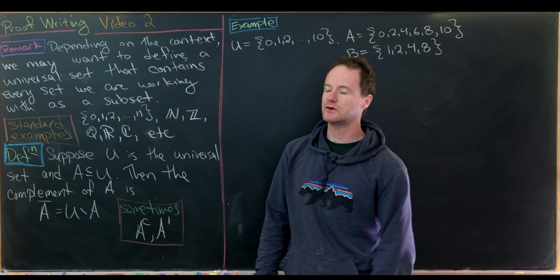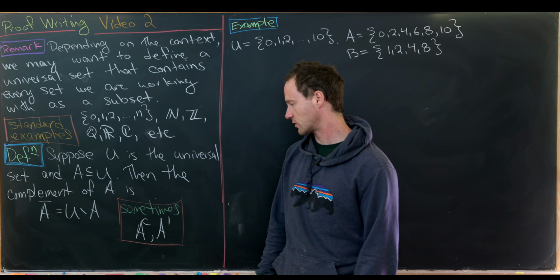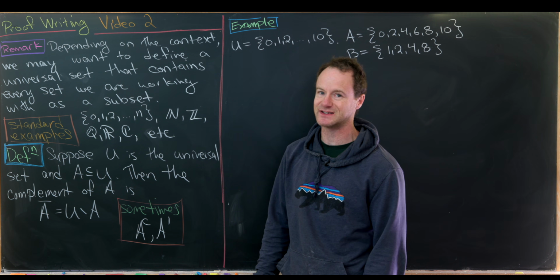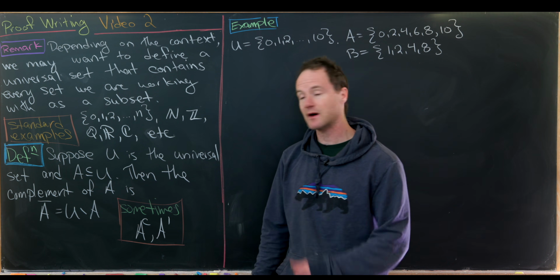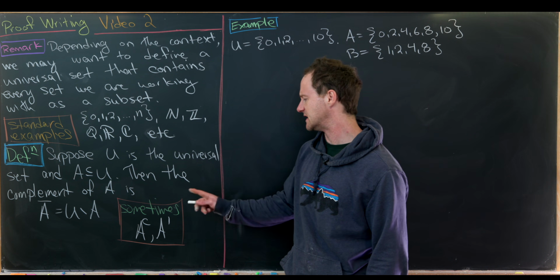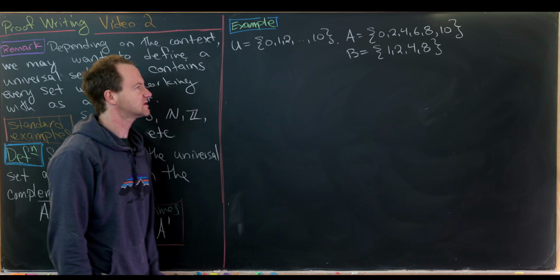But there's some different notation depending on which textbook you're looking at. You could also have A complement, so we've got that superscript C, or sometimes A prime. I bet there's more notations as well, but as I've seen, these are the most common. Okay, so let's look at some examples.